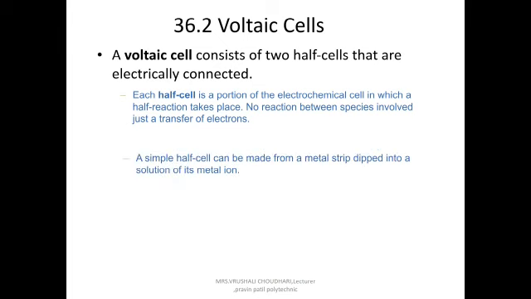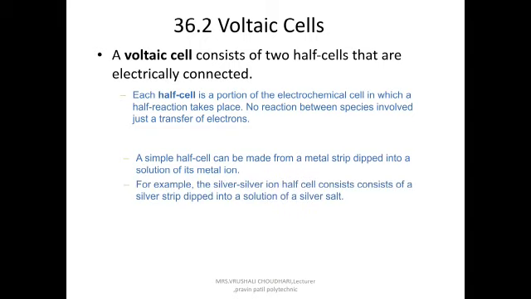A simple half cell can be made up of a metal strip dipped in a solution of its metal ion. For example, for the silver half cell, silver metal is dipped in an AgNO3 solution, or silver salt solution. This is called a simple half cell. This is Ag, the metal rod or electrode, dipped in an AgNO3 solution.